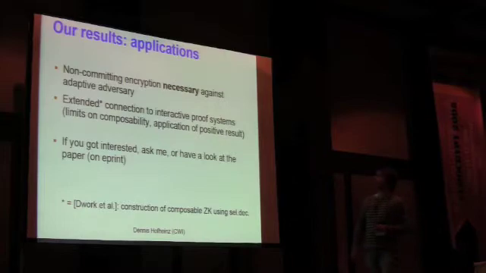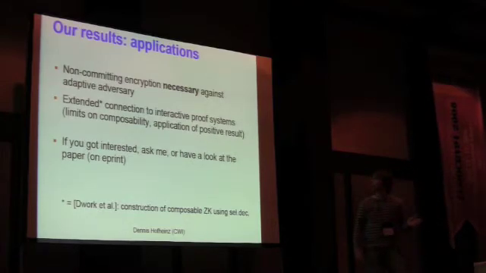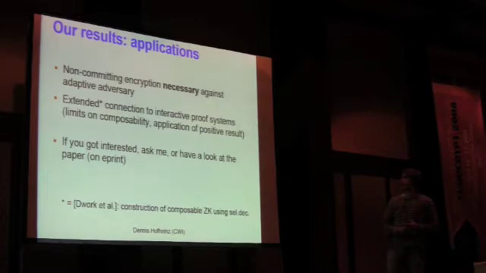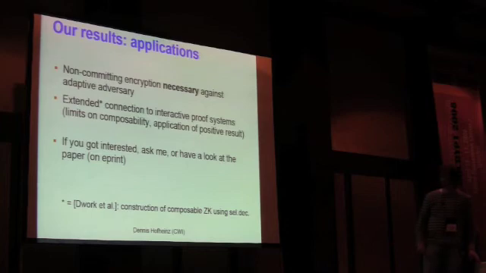So the applications of this are, it says that non-committing encryption, the workaround from before in the setting of encryption, is actually necessary against such an active adversary, against an adaptive adversary. And there's also a connection to zero-knowledge proof systems, but I'm not going into this. If you're interested in this, then please ask me about it or have a look at the paper which just appeared on ePrint.